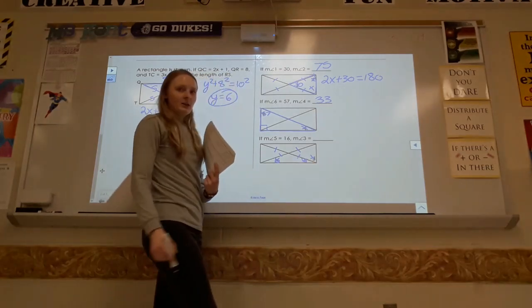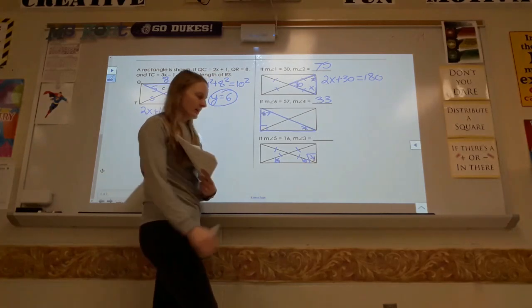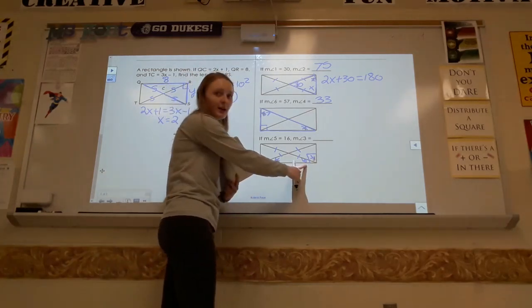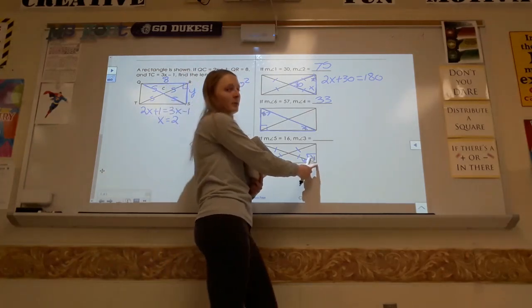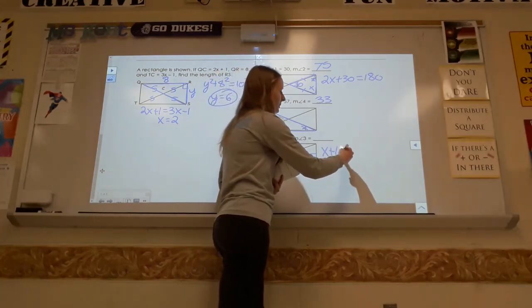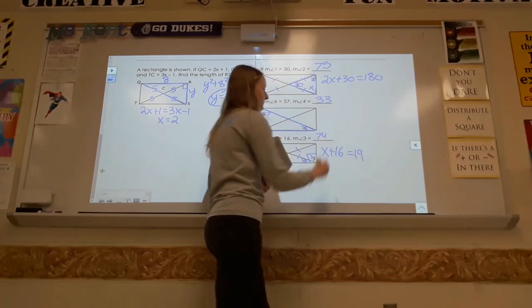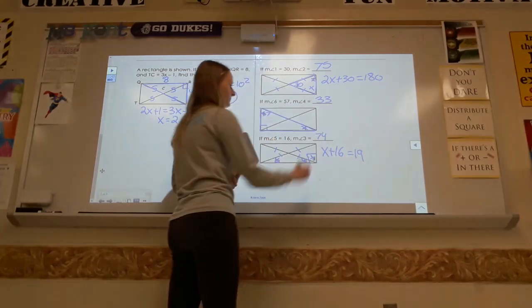And then again, I can use the definition of a rectangle. This full angle right here is 90. And I just shifted the 16 over closer to that angle. So these two together are complementary. They both add to the 90 degrees. So the x and the 16 together, once I move it over, equal 90. And so if you do that, you get 74.